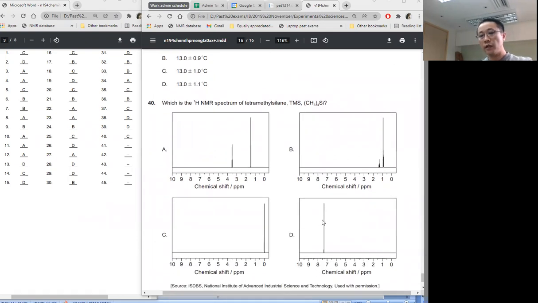The last question is about identifying the correct 1H NMR spectrum of tetramethylsilane. It's only got one type of proton environment, but more importantly, the chemical shift of these hydrogen atoms, or these protons, is defined to be 0.00 ppm. And that's why the answer is C.